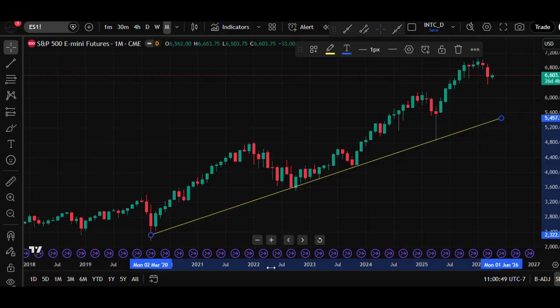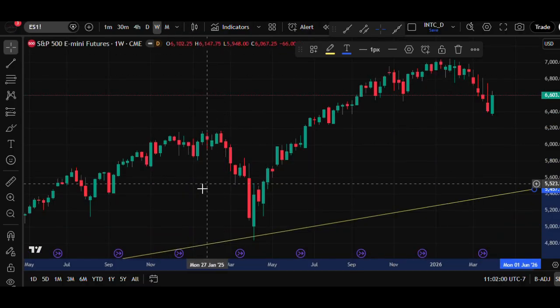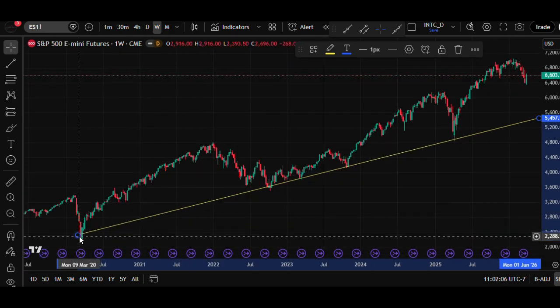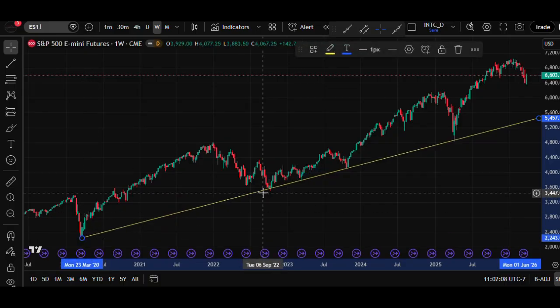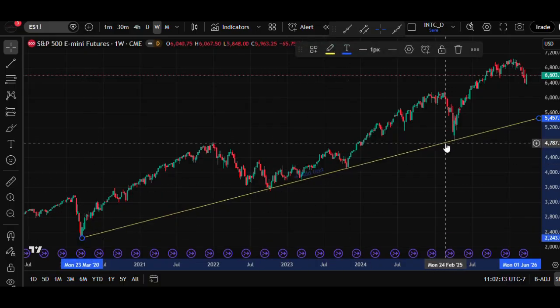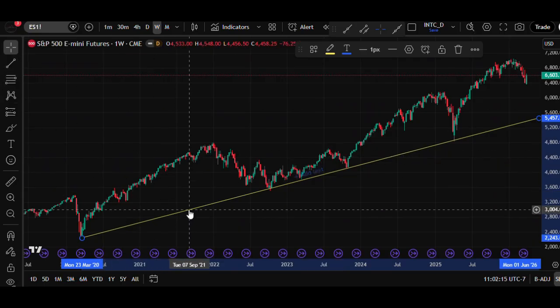Now, what I like about monthly is that monthly tells you a macro story, whereas weekly tells you a story which is of a moderate level. So what I did here, as you can see, I drew a trend line which is connecting all the 4 points.